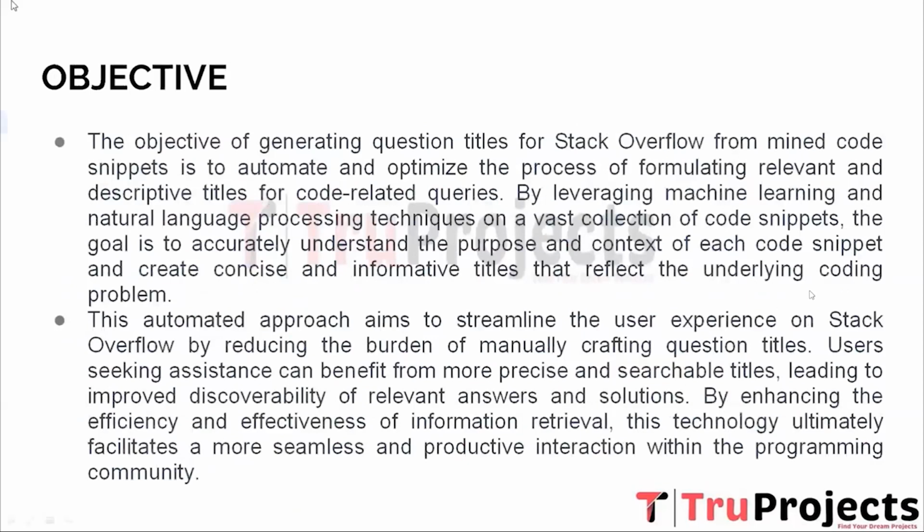So now coming to the objective part, the objective for this project is to continuously refine and improve this technology to address challenges like code snippet ambiguity and striking the right balance between specificity and generality in question titles. By achieving this objective, the system can empower users with a more convenient and rewarding platform for sharing knowledge, collaborating, and finding solutions to their coding challenges.